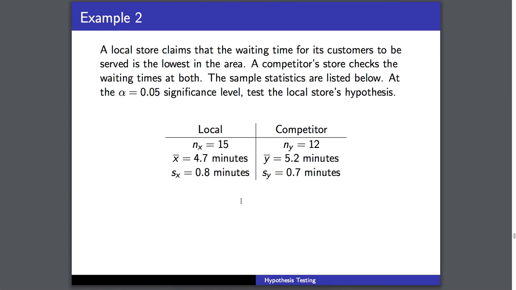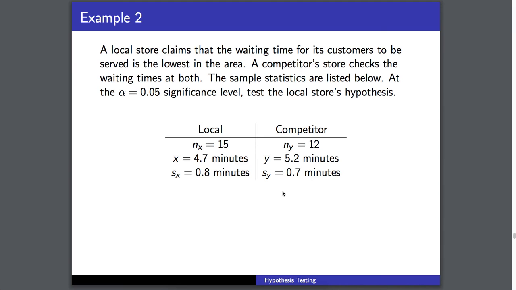All right, example 2. A local store claims that the waiting time for its customers to be served is the lowest in the area. A competitor store checks the waiting times of both. Sample statistics are listed below. At the 5% significance level, test the local store's hypothesis. We are going to assume that the populations of wait time for both places, the local store and the competitor, are normally distributed. And we have random samples here as well.